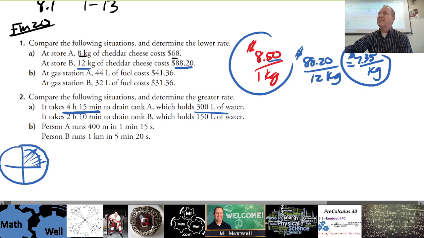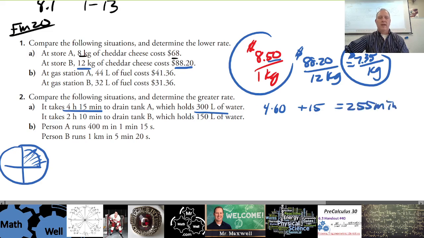I'm probably going to do minutes here because you might find it easier to convert this to minutes. So 4 hours would be 4 times 60 minutes and then plus 15. That's the total minutes here. So what's 4 times 60? That's 240. Plus 15 is 255. So you have 255 minutes for 300 liters of water.